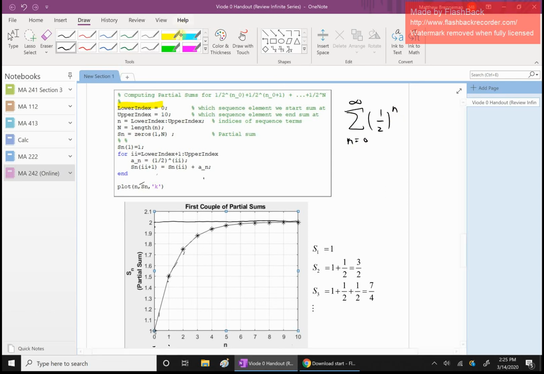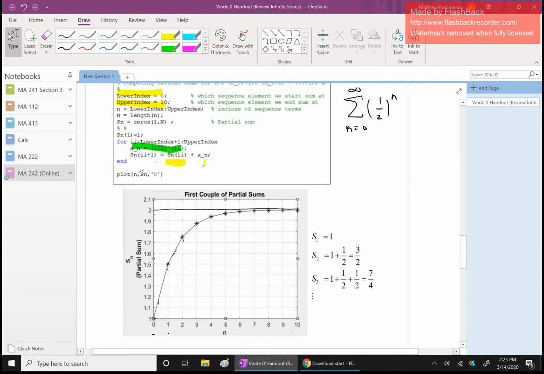So I'm going to start off at 0, and I'm only going to look at the first 11 terms. I'm going to look at the partial sums. So I'm going to end at n equal to 10. That'll be the first 11 terms. And what I'm going to do is start computing the terms in this series, and I'm just going to compute the partial sums by adding the previous partial sum with the new term in the series.